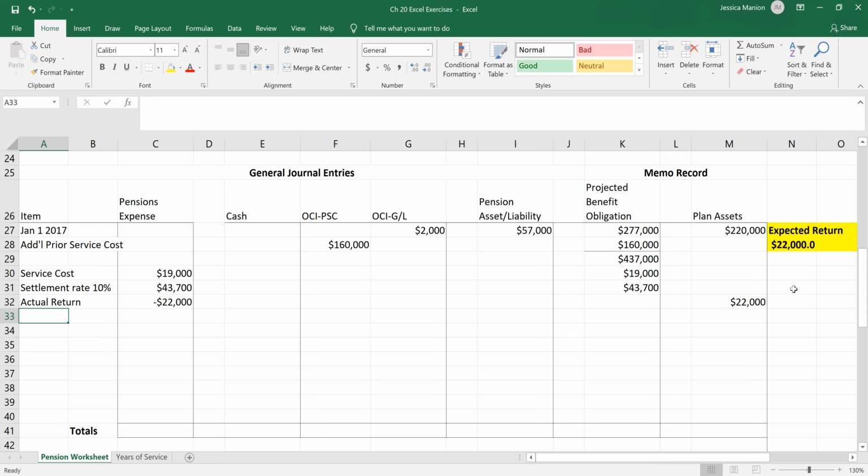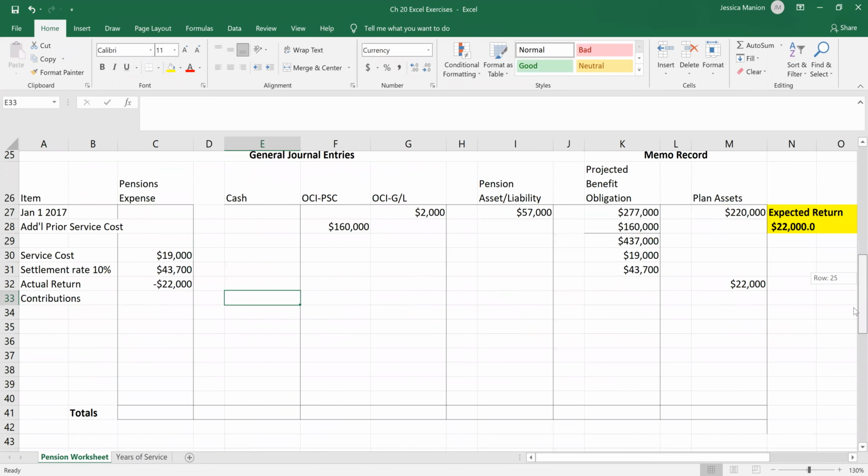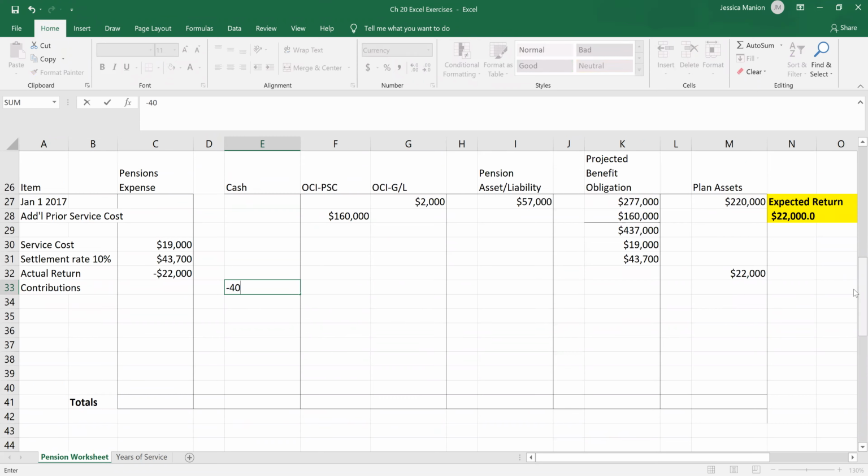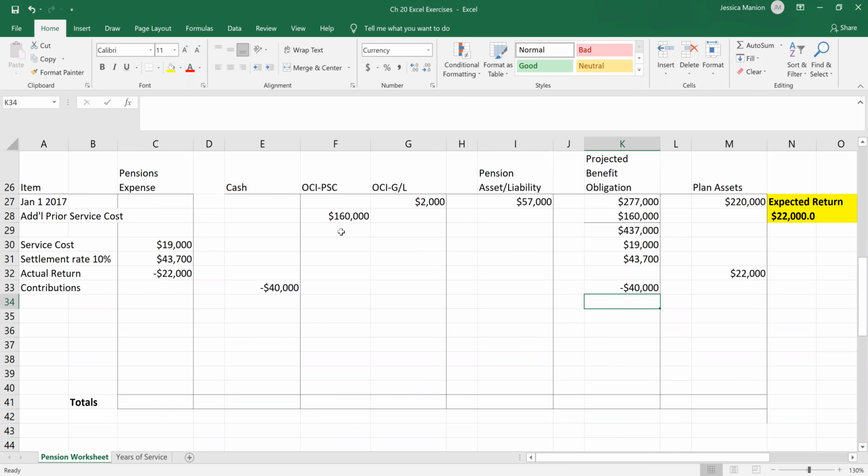Okay, so now the next thing that they give us is annual funding, so the contributions. And we had contributions of 40,000. So that decreases cash. Did I put it up there as a negative? Yeah, I put it as a negative. I just want to make sure I'm doing it the same way. So this decreases cash, so we're going to have that negative to cash. And then the contributions decrease our projected benefit obligation.